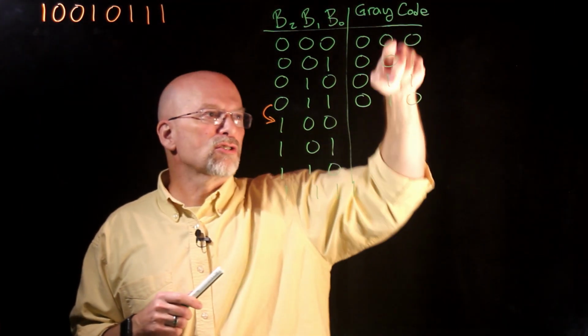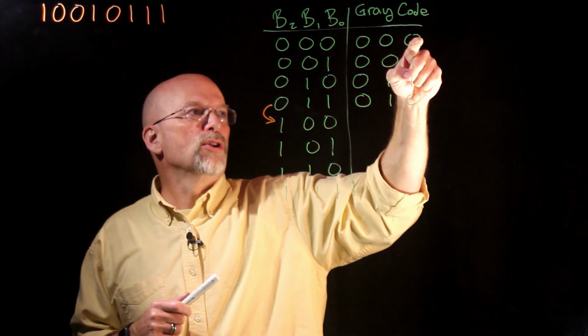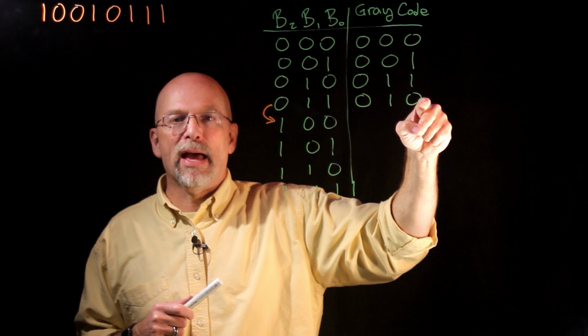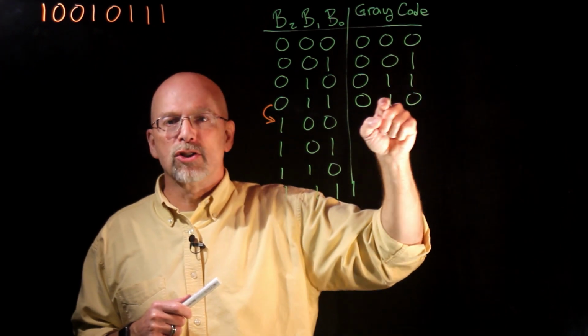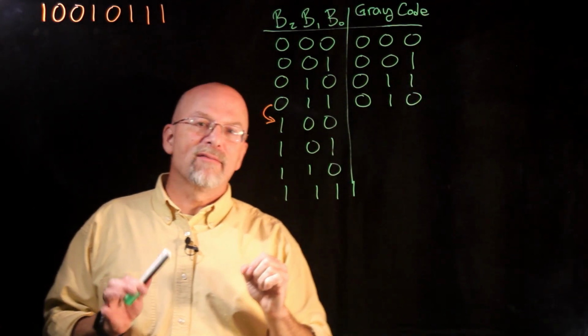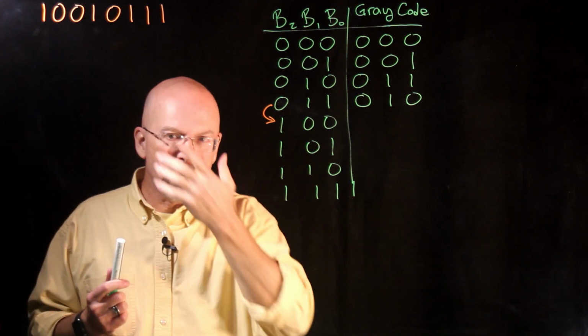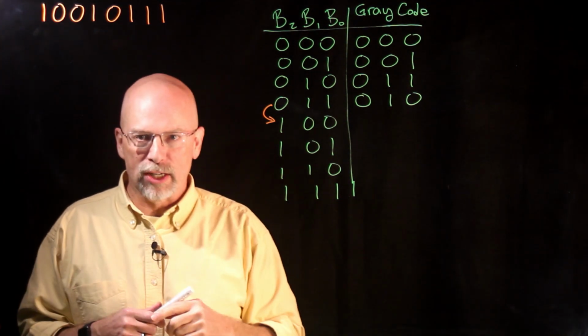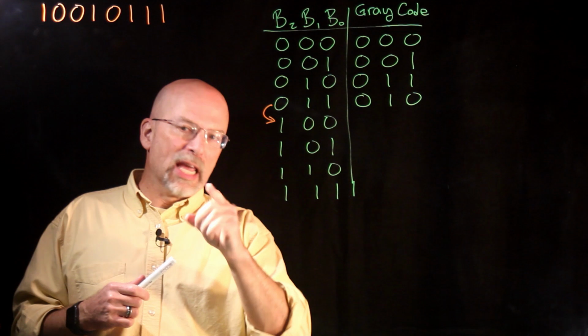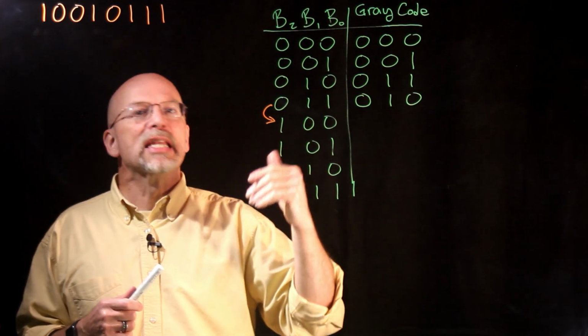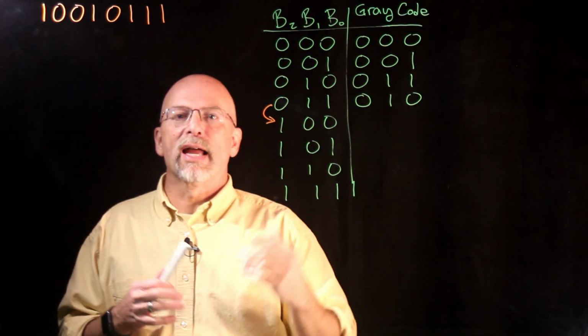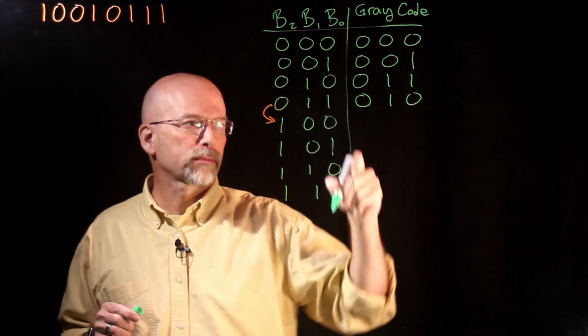Now, if you look at these 4 patterns right here, when you go from pattern to pattern to pattern to pattern, only 1 bit changes. That way we can't have that erroneous intermediate read as the bits are all changing at one time. Once again, this is not a numeric sequence. It is simply a sequence to identify a pattern or position.